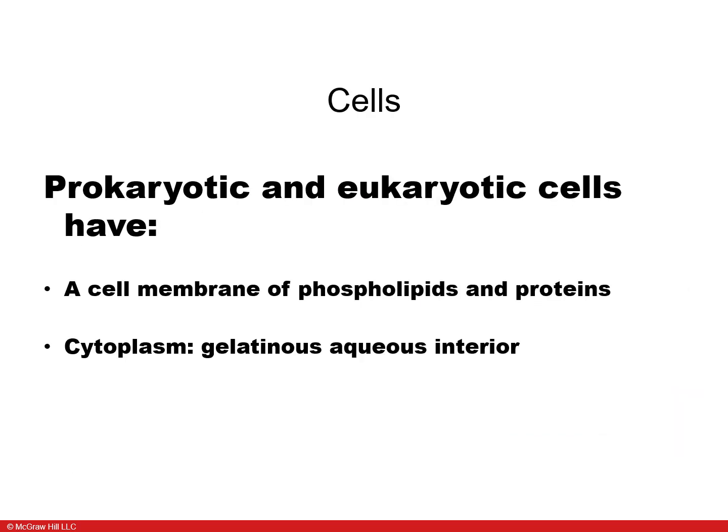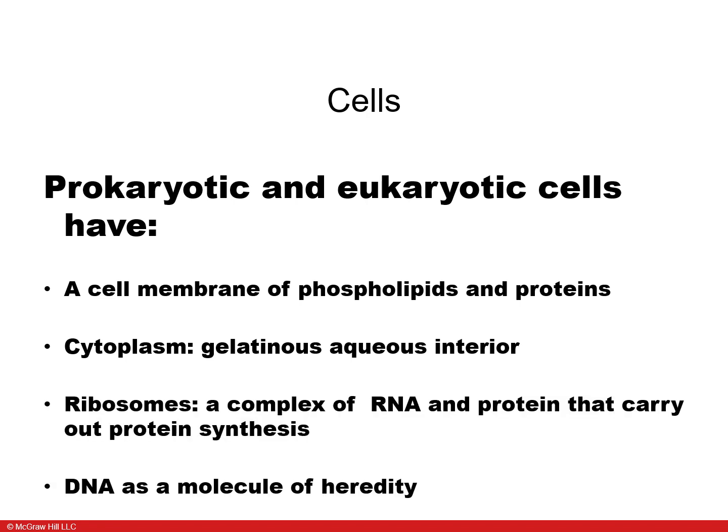So let's talk about the similarities between the prokaryotic cells and eukaryotic cells. They both have a cell membrane that is made of phospholipids, which is basically a type of fat, and it also has proteins as well. They both have a cytoplasm, which is the gelatinous aqueous interior. They both have ribosomes, which is basically a complex of RNA and proteins that carry out protein synthesis. So ribosomes are basically a complex of proteins, and their function is to make other proteins.